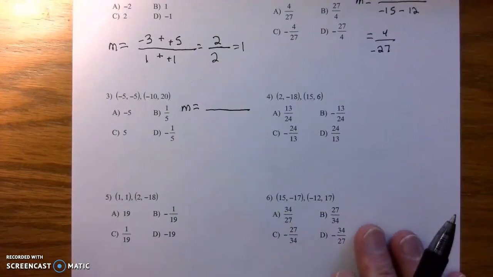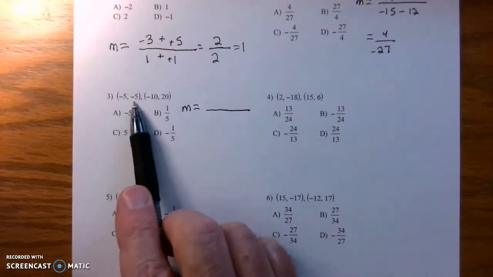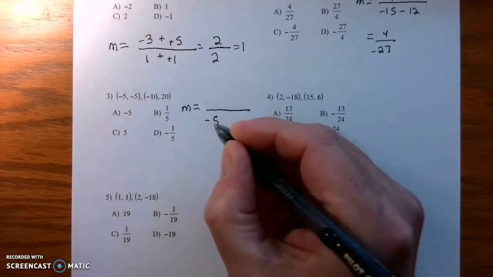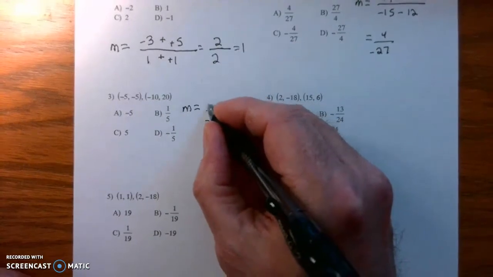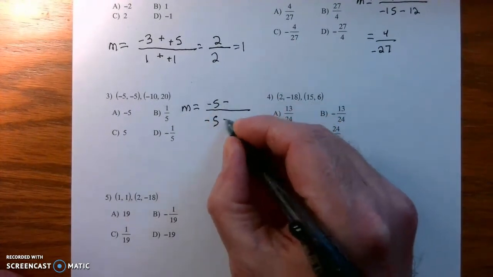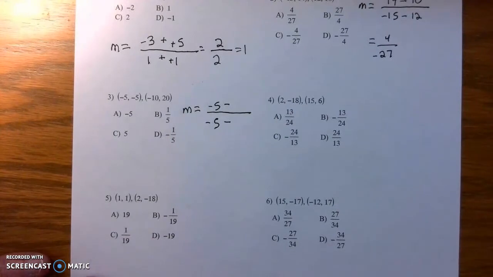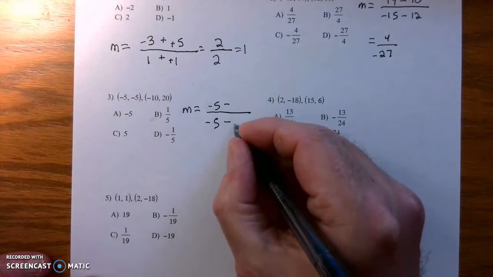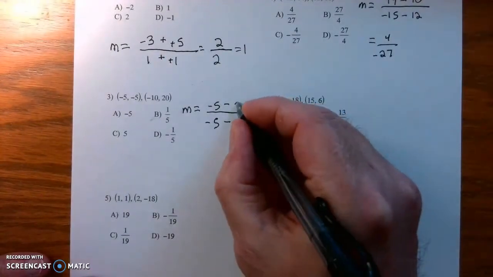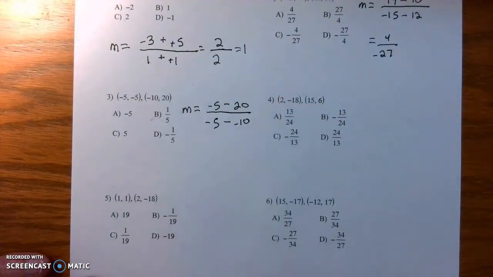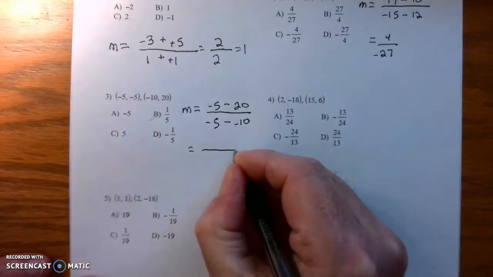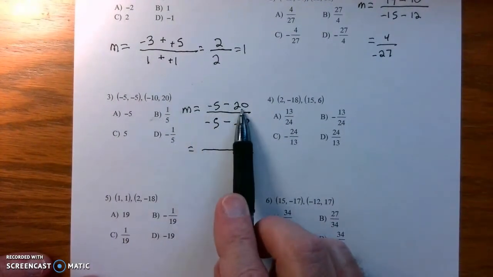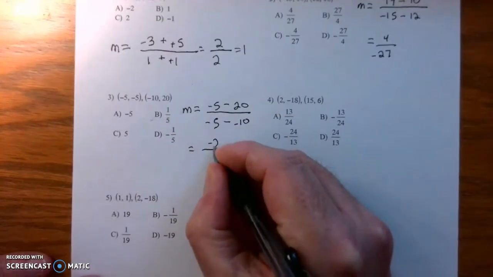I always start like that. Take the point upside down. All right, take the next point upside down. -10 goes on the bottom. All right, this is -5 minus 20 more. That's -25.